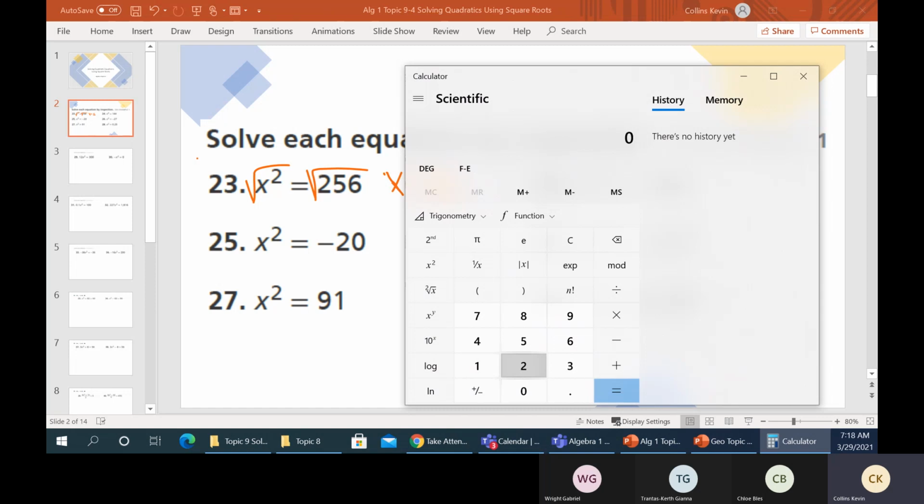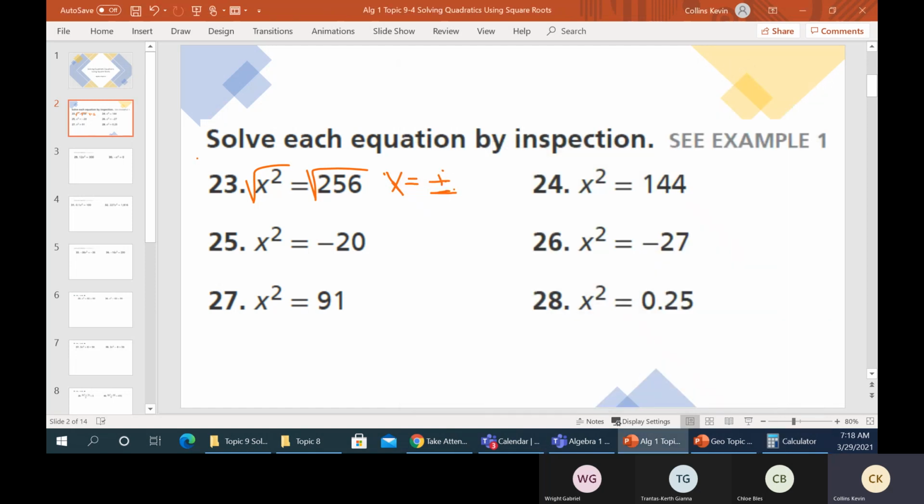So then we say 256, take the square root, and we get 16. So our answer is plus or minus 16. That's really all there is to it. So the same thing here, the square root of 144, so x is going to be plus or minus. This is probably the biggest square root most of us know. 144 on the old times table is 12 times 12. So that's going to be plus or minus 12.